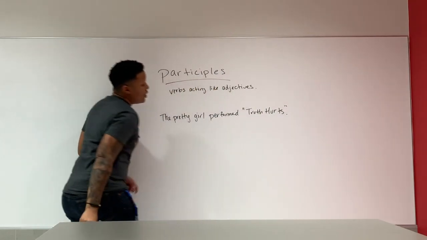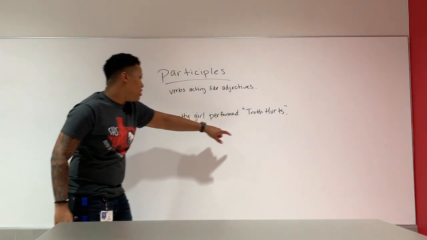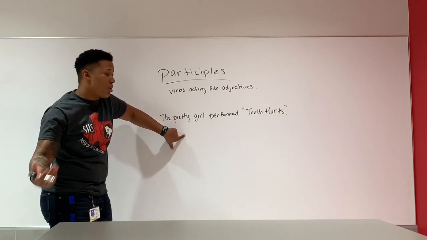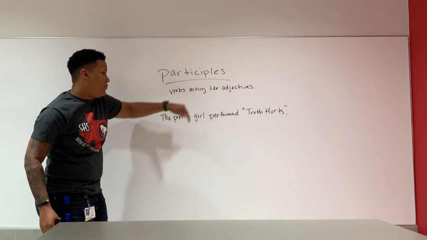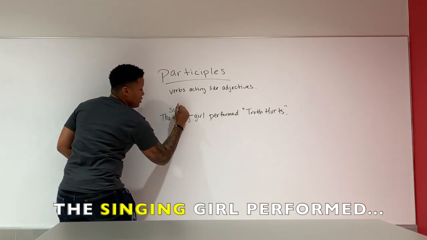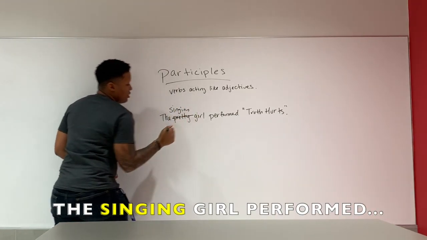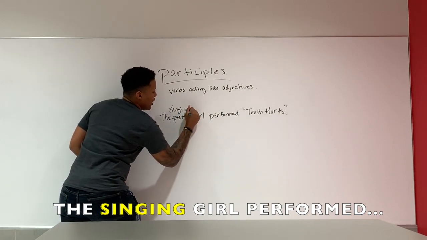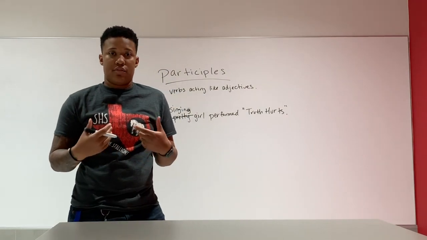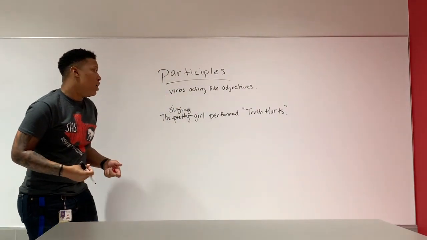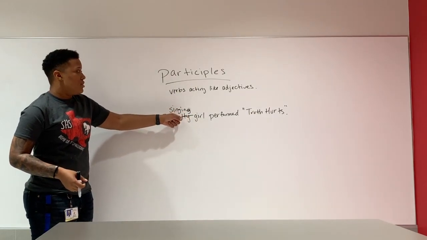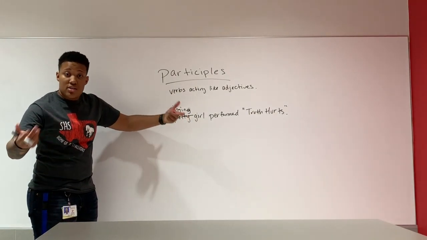So, instead of saying the pretty girl performed Truth Hurts, we know pretty is an adjective, right? It's a descriptive word that modifies a noun. Instead, we could say, the singing girl. Ooh, that's an ugly G. Okay. So, to sing is an infinitive. We know sing is a verb. It's an action. It's something we can do. But when it's describing someone, that means that it's an adjective.